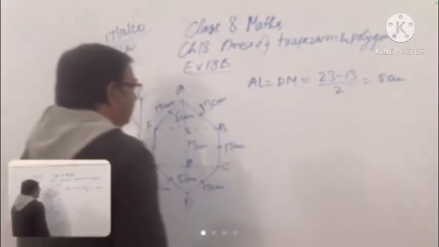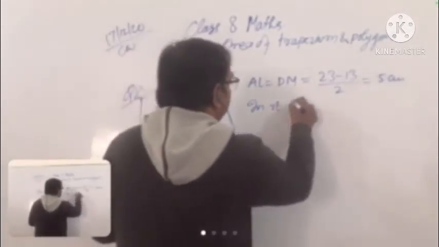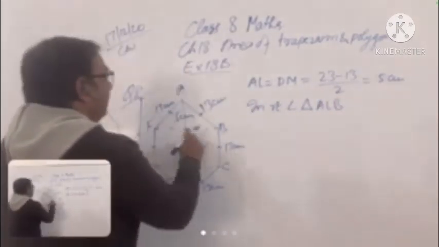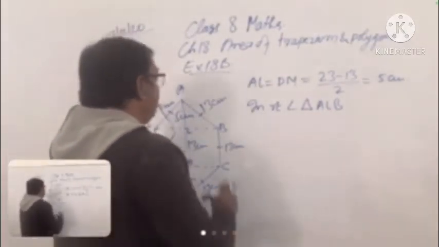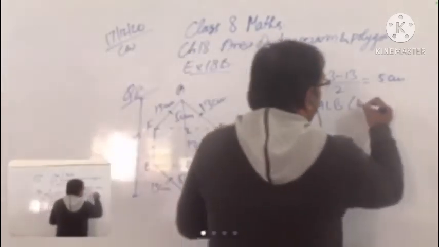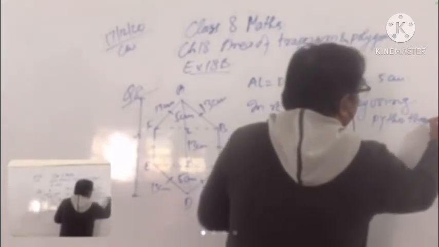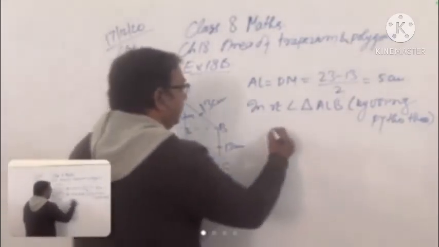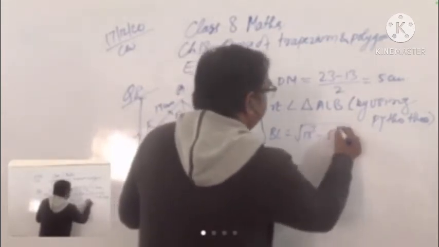Yes, Pythagoras theorem is right. Right angle triangle property is also in right angle triangle. ALB. I just took ALB because this is, I think, the upper portion and it is visible and clear also. So, by using Pythagoras theorem, BL is equal to under root 13 square minus 5 square.